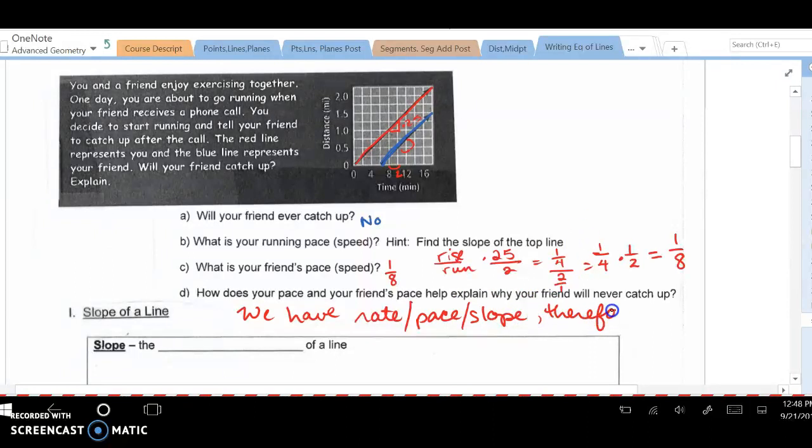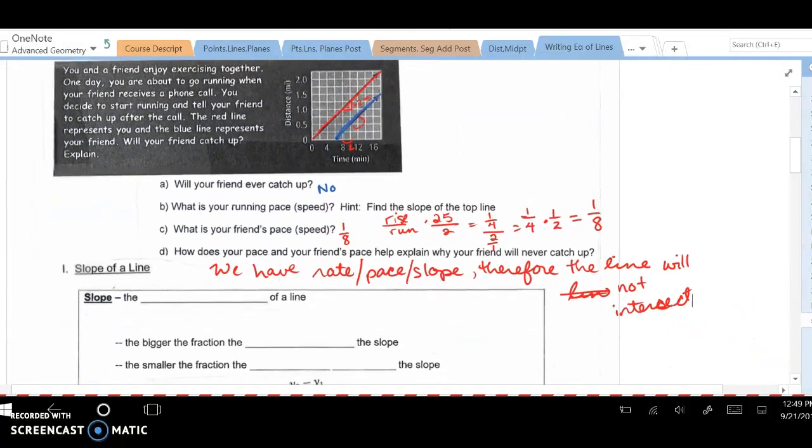Therefore, the lines will not intersect. They will not cross. He will never catch you, in other words.